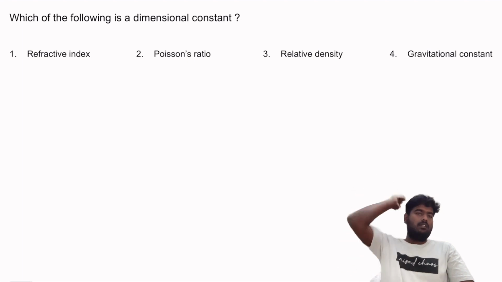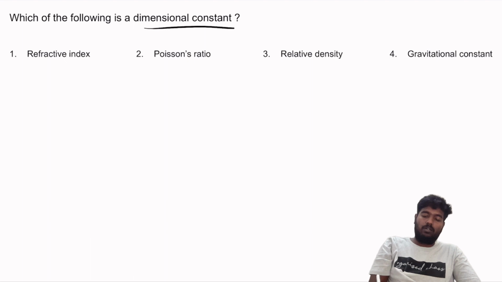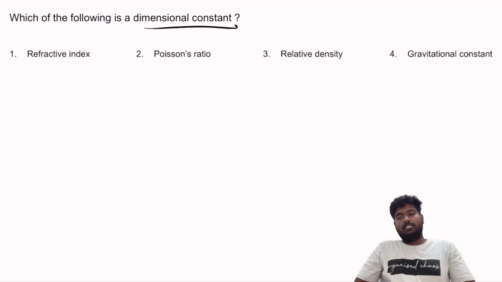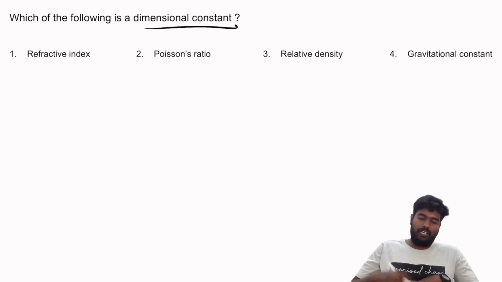Which of the following is a dimensional constant? Remember, we discussed earlier what a dimensional constant is. A dimensional constant is a value which has dimensions. For example, pi has a constant value but doesn't have dimension, so it's not a dimensional constant. For example, gravitational constant, permittivity of free space, permeability of free space. These are dimensional constants. So, refractive index is a dimensionless quantity.